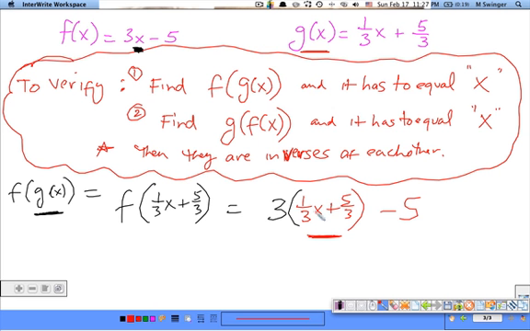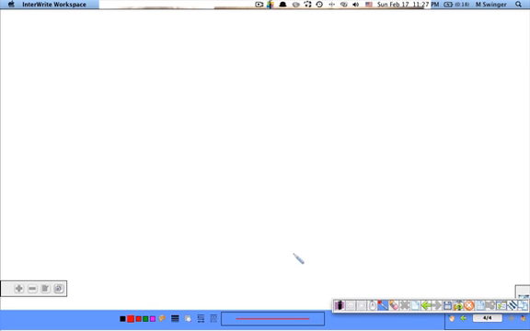I just substituted x for all of this. Watch what happens. 3 times 1/3 x is, 3's cancel, that's x. 3 times 5/3 is plus 5. And we still have minus 5. Look what happened. This is equal to x. So f of g, this first one, is equal to x. Now we have to find g of f. Make sure it's equal to x. I don't have room on this one, so I'll make another one here. 2 cases. F of g we found to be x. Now we want to find step 2.